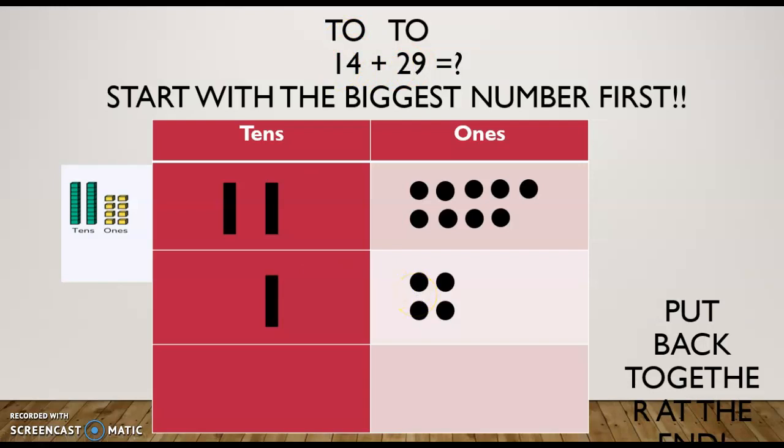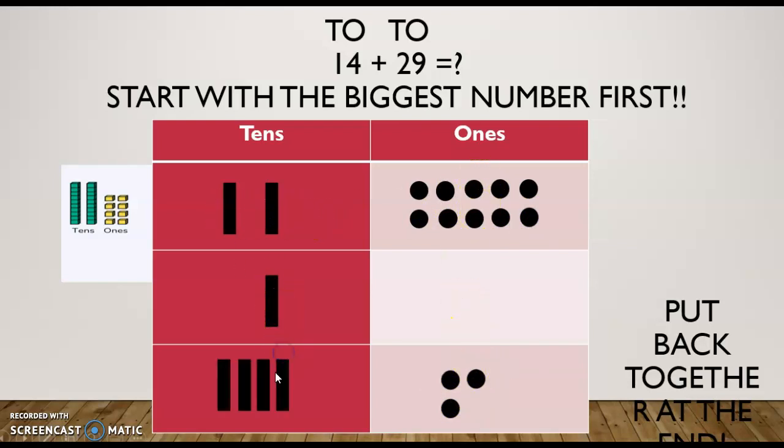Now we need to add the ones. We've got 9 ones here. Remember, it's easier to add 10 and then the rest. So I've got 9 ones there, I want to make 10, so 9 add 1. I've got 3 left over, so I've got 1, 2, 3, 4 tens, 4 tens and 3 ones, 43.